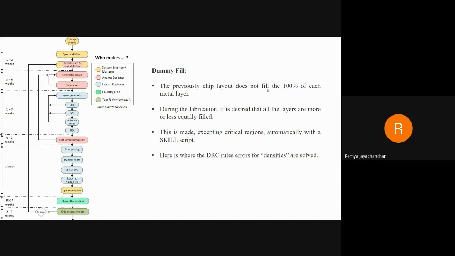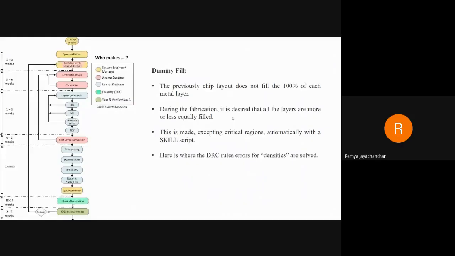The previous layout is not filled 100% with each metal layer. During fabrication, it is desired that all layers are more or less equally filled. For that, this dummy fill script is created, so that it will analyze this layout, analyze this IC, and it will generate a script and automatically add the fill layers into the IO pad frame.